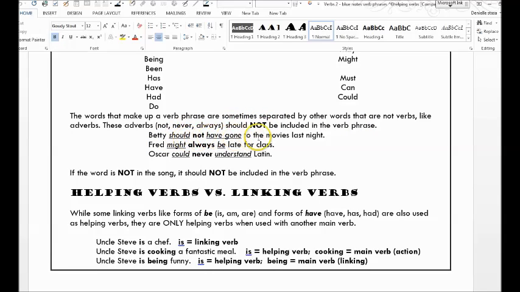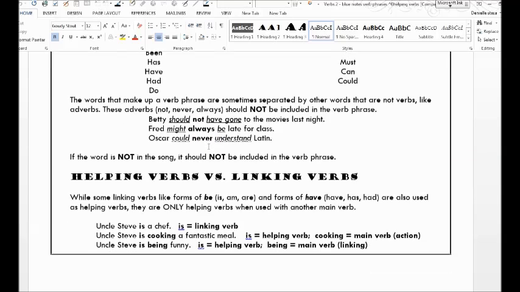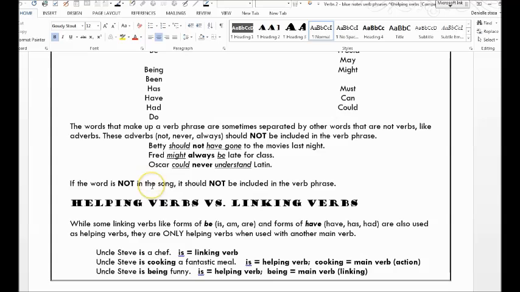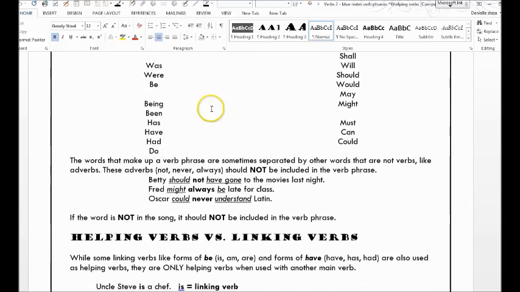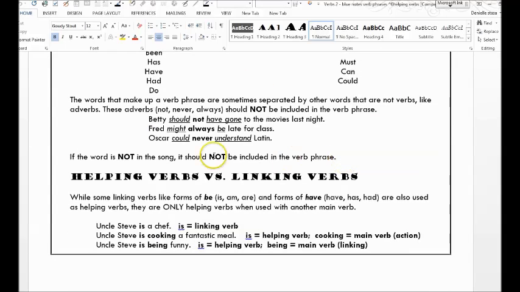Betty should not have gone to the movies. You would underline should have gone, and not does not get underlined. You would not underline always in might always be. You would not underline never in could never understand. These are not verbs, they are adverbs, so they should not be considered part of the verb phrase. And just as a note, if the word is not in the song, it should not be included in the verb phrase. These are the only helping verbs that there are.